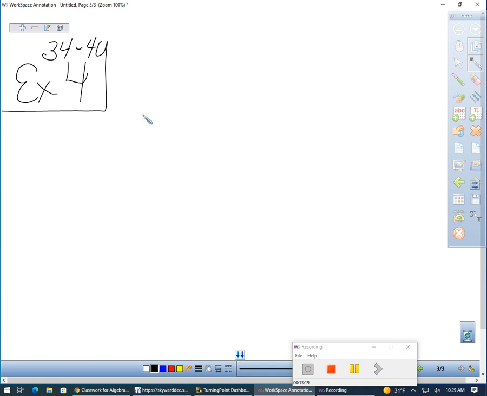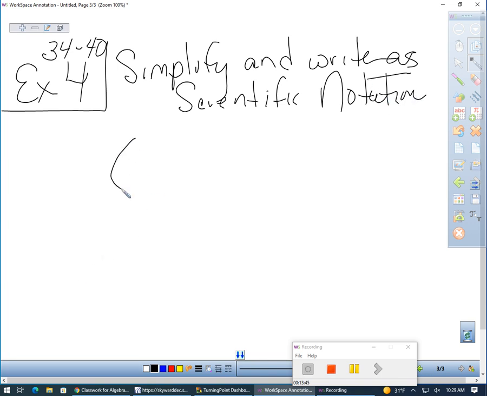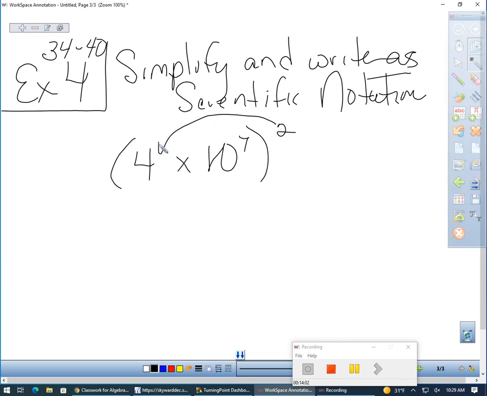All right. Simplify and write as scientific notation. All right. So let's say I have 4 times 10 to the 7th, all squared. So on this one, we still have to take this 2 has to go to the 4, and it has to go to the 10 to the 7th.